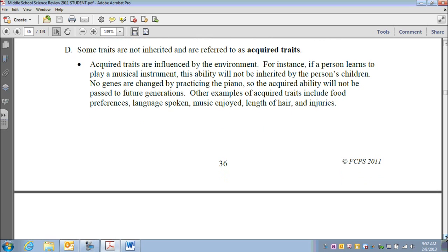Section D. Some traits are not inherited and are referred to as acquired traits. Acquired traits are influenced by the environment. For instance, if a person learns to play a musical instrument, this ability will not be inherited by the person's children. No genes are changed by practicing the piano, so the acquired ability will not be passed to future generations. Other examples of acquired traits include food preferences, language spoken, music enjoyed, length of hair, and injuries.